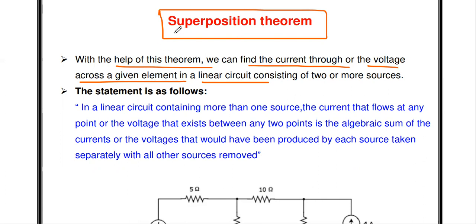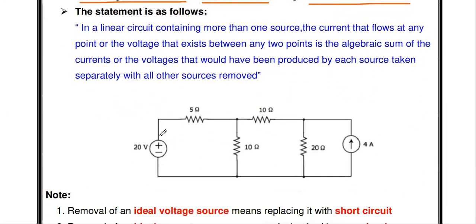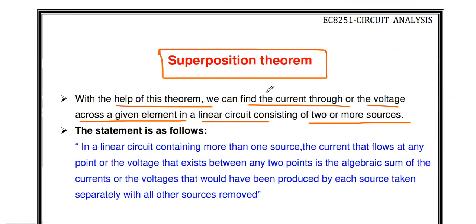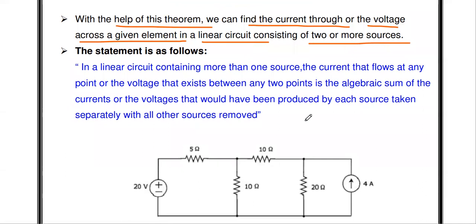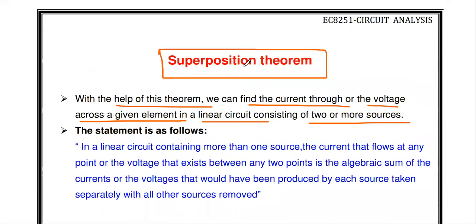The superposition theorem is valid for a circuit consisting of two or more sources. A given circuit must have at least two sources, or three or more. Only for such a circuit can we apply the superposition theorem. If the circuit consists of only one source, the superposition theorem will not apply. So remember these three things.